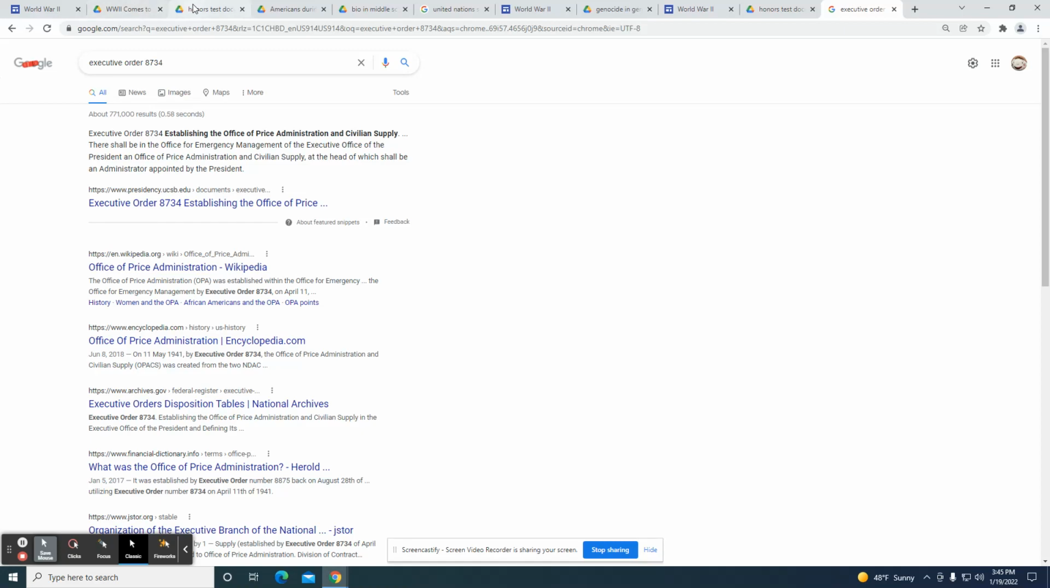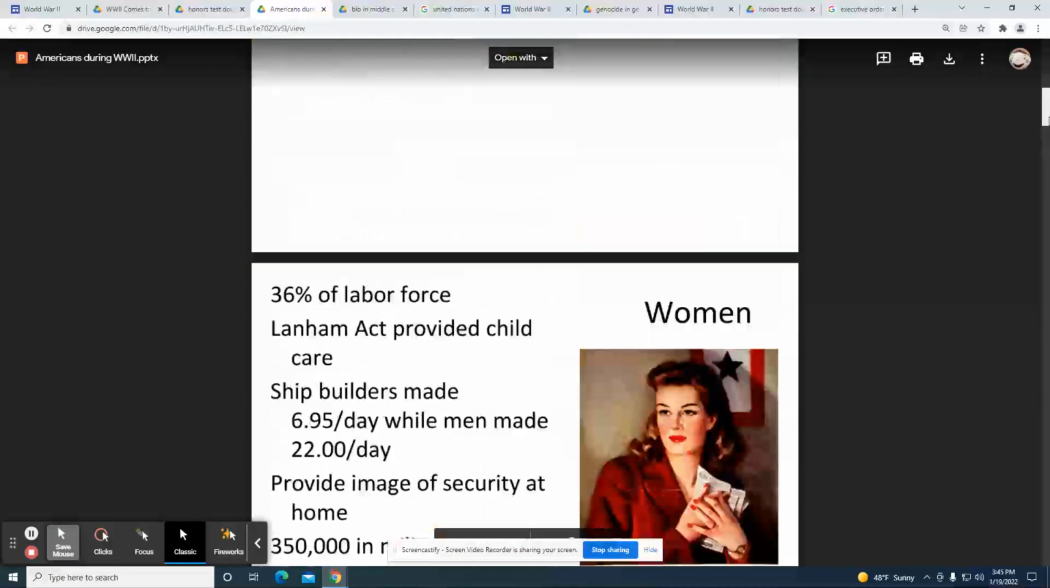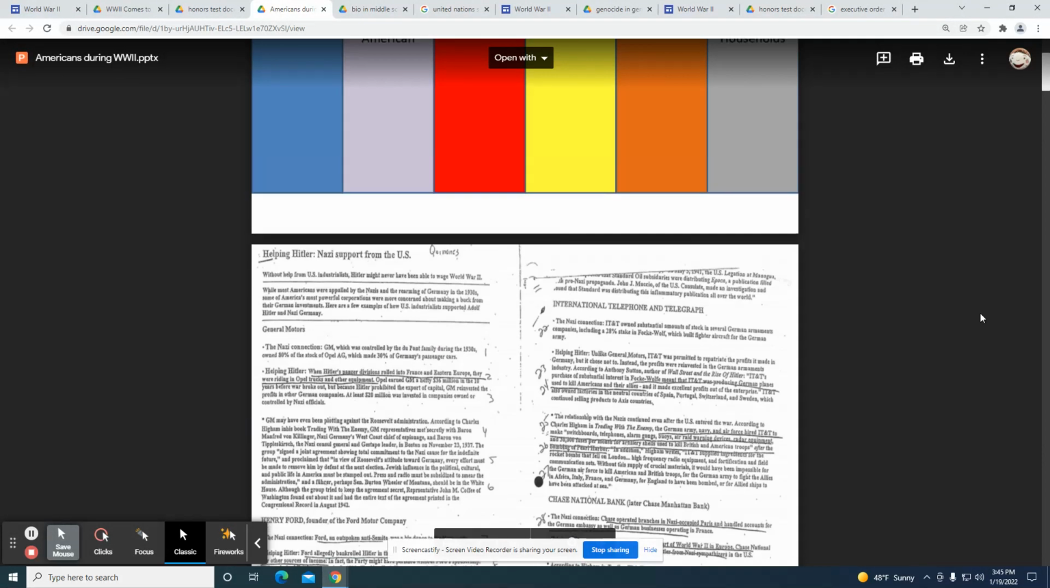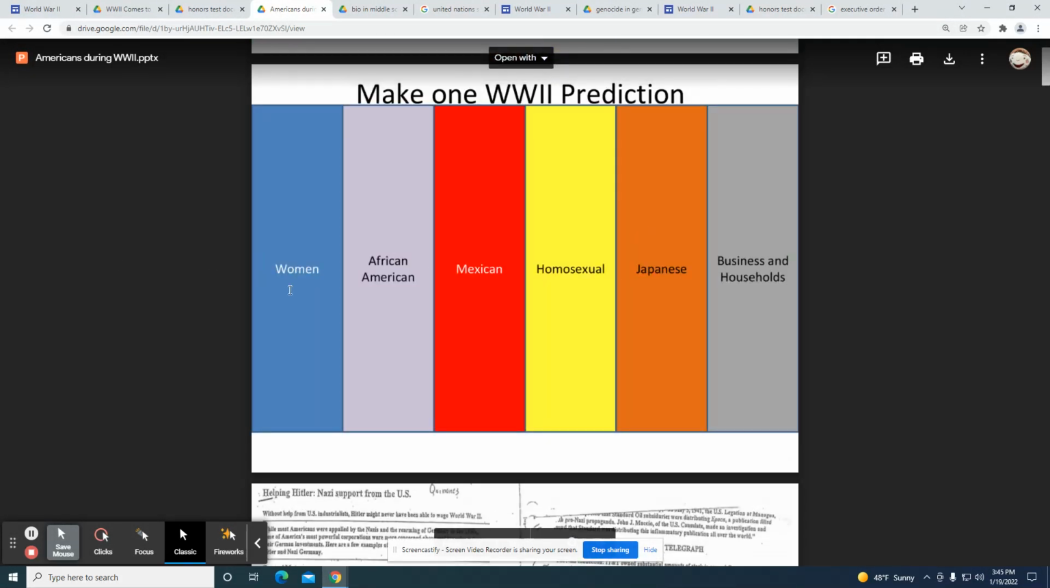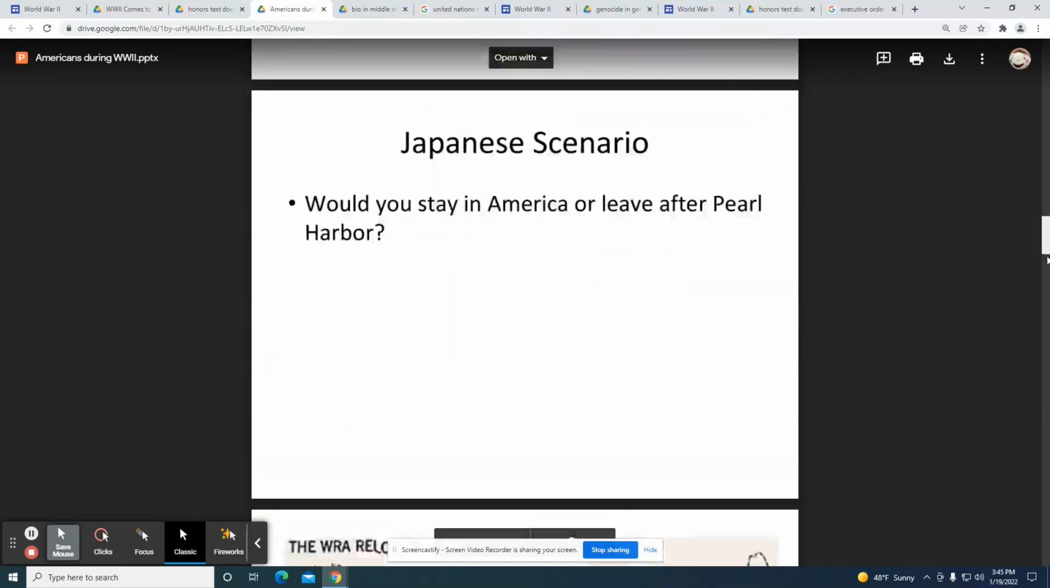Let's take a look at the slideshow, Americans during World War II. In class, we looked at this. I will use this particular chart, and you're going to have to be able to identify what women, African American, Mexican, and homosexuals were going through. So we did this in class as well.